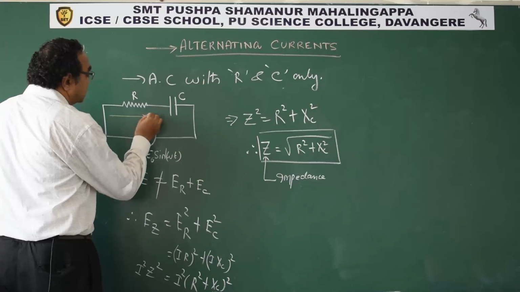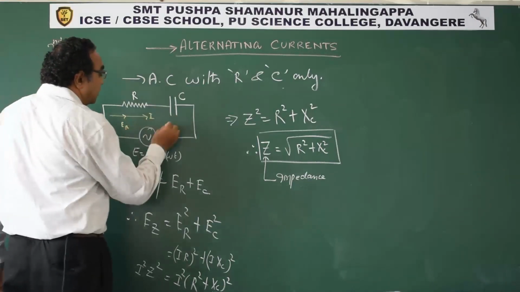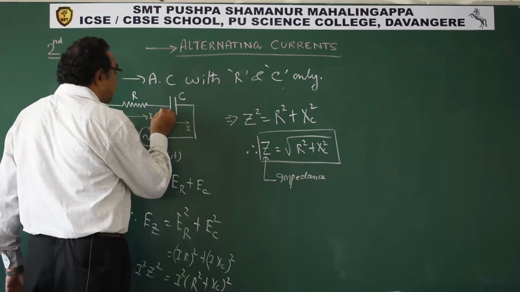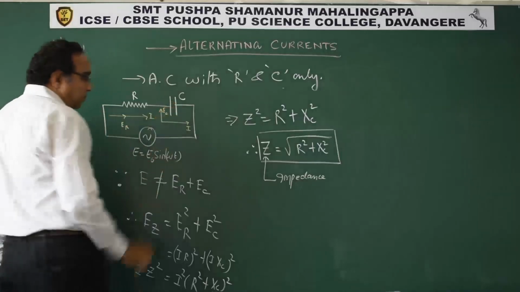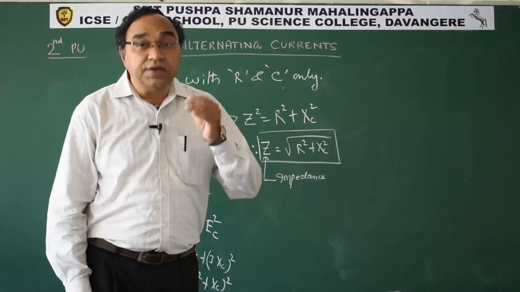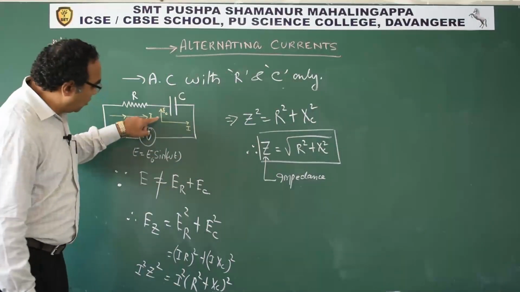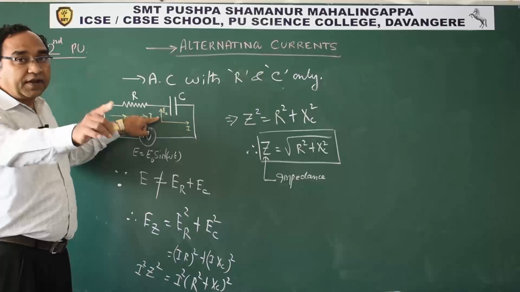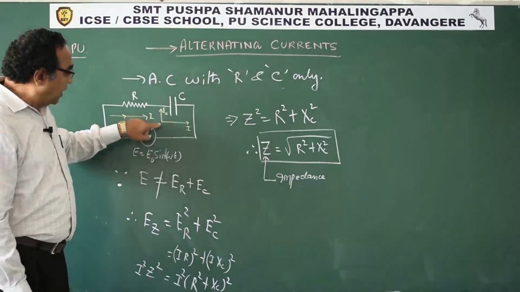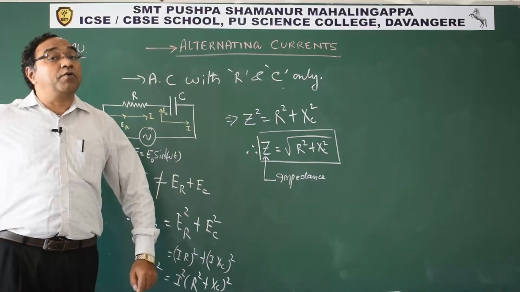This is I and this is ER, correct? In this case, this is I, this is EC. If you remember, we had derived that in capacitors, current leads applied voltage by 90 degrees. That is why, observe, in the previous circuit I had drawn EC down. So here we have to show it up. This is the representation, because direction plays an important role.